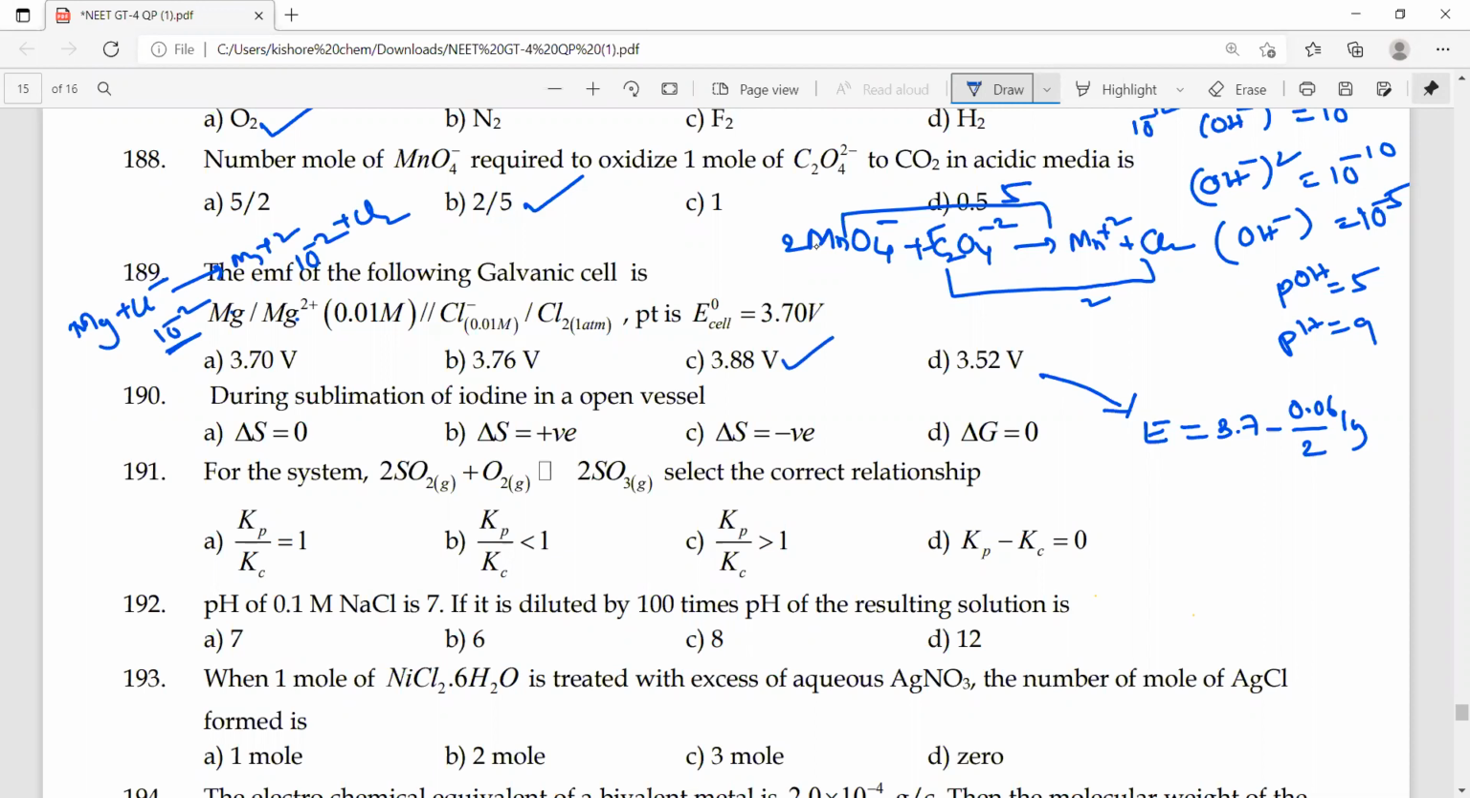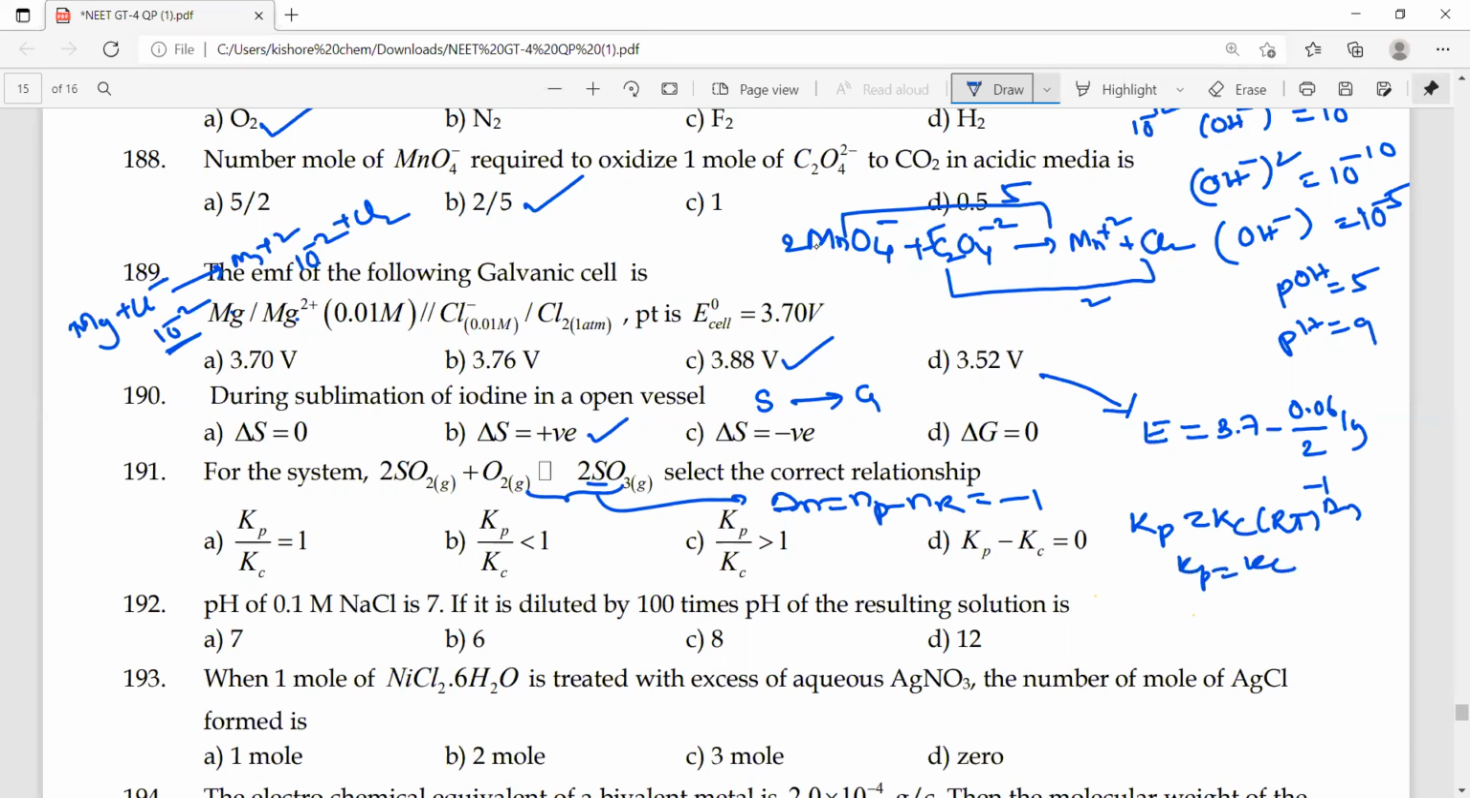During the sublimation of iodine, solid is converted to gas. Entropy increases, which means delta S is positive. Next, Kp is equal to Kc into RT to the power of delta n. Delta n is the number of moles of products minus the number of moles of reactants. Product is 2, reactant is 3, so 2 minus 3 is minus 1.